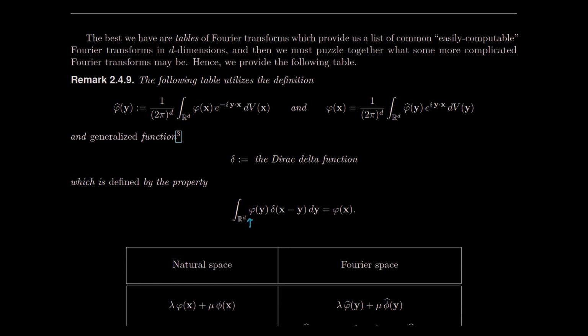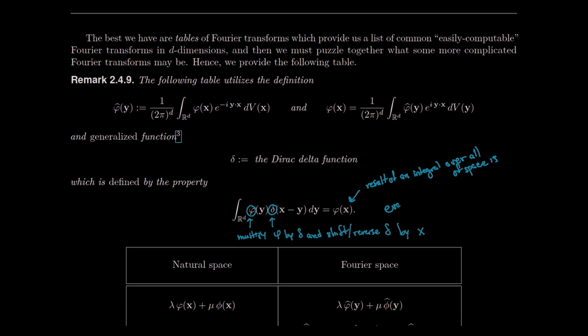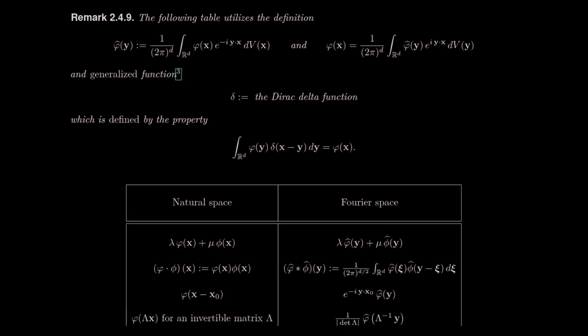So if I take some function, phi, and I multiply it by delta, and technically this is a convolution, you're going to shift and reverse delta by x. So instead of having a y there, you have an x minus y. Then the result of an integral over all of space is evaluation at x. So there's my x, x, x, x. So it's that evaluation that the delta function does for us. It allows us to evaluate functions at a point by producing integrals. Really, it's convolutions.